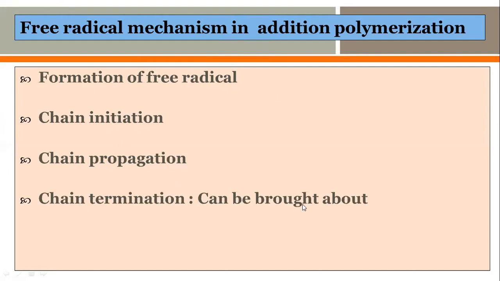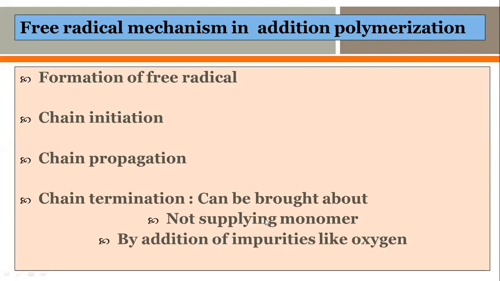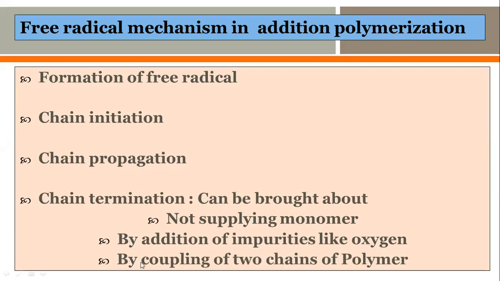Chain termination can be brought about, first, by not supplying monomer. We have to stop the monomer, then the chain will stop. Second, by addition of impurities like oxygen. And third, by coupling of the two chains of the polymer. So addition polymers are prepared by using this mechanism.